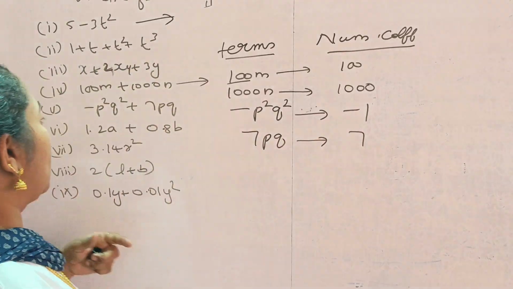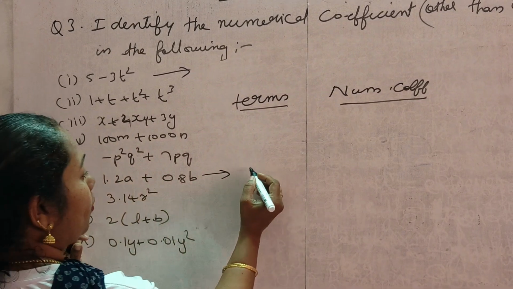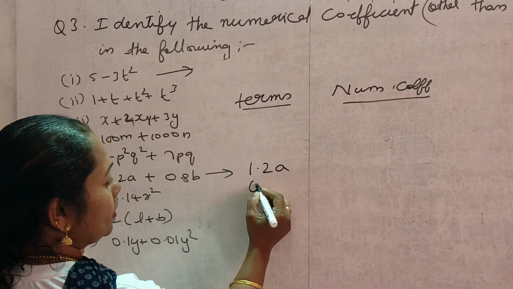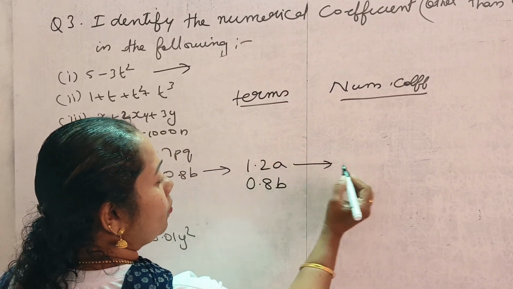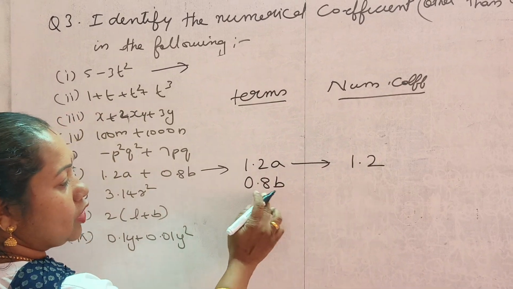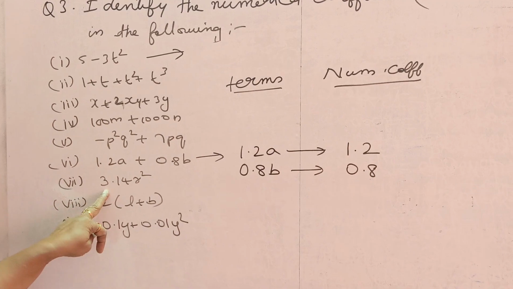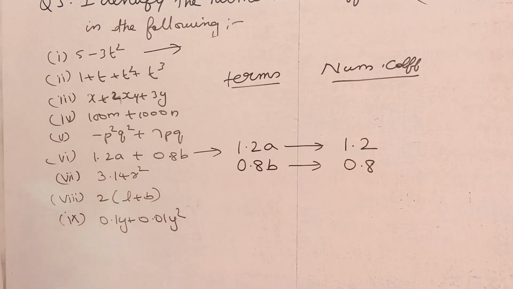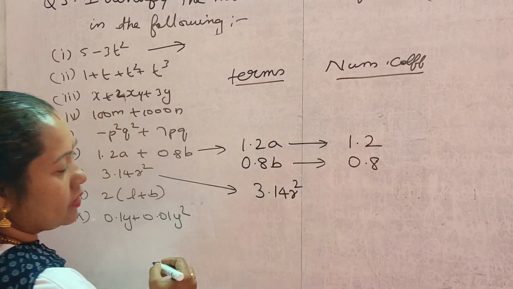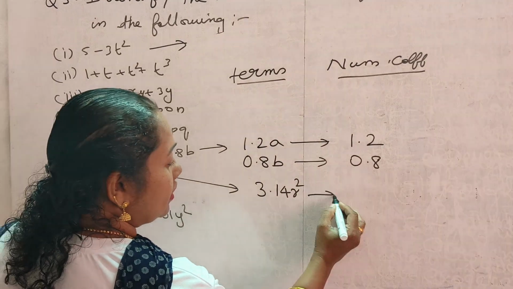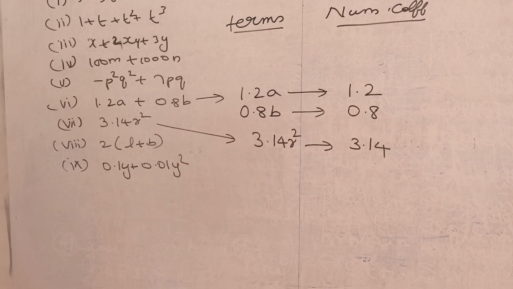Okay. In this case, 1.2a plus 0.8b. So 1.2a is one term and 0.8b is the second term. In 1.2a, the numerical coefficient is 1.2 and in 0.8b, the numerical coefficient is 0.8. Now the next question is 3.14 r squared. The term is 3.14 r squared, and the numerical coefficient is 3.14. Okay.